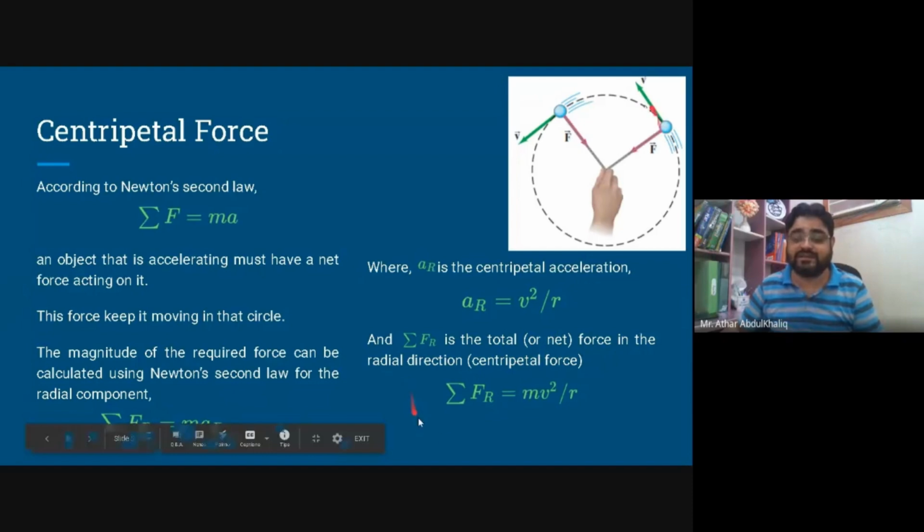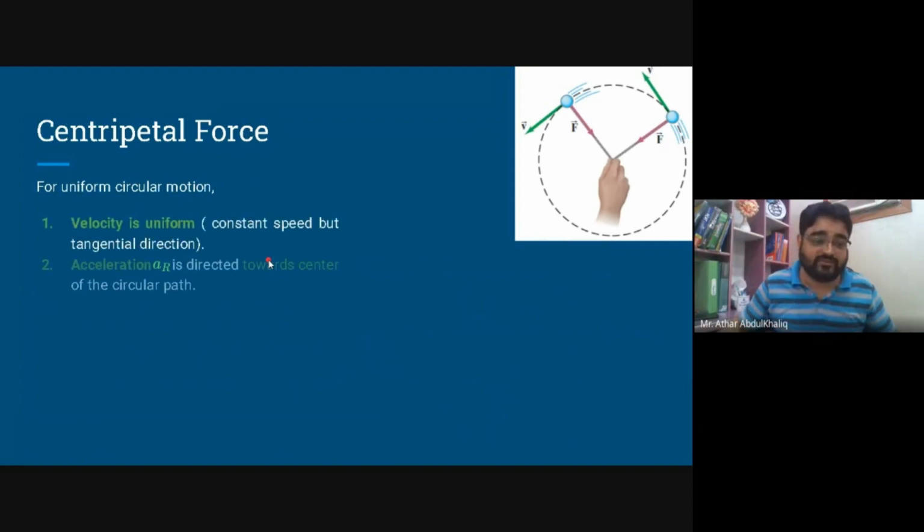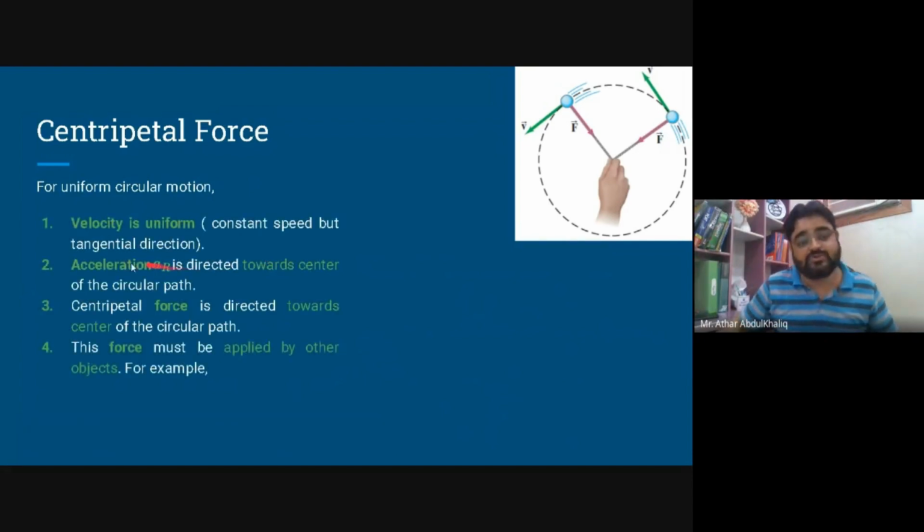And mathematically, this centripetal force is mv square over r. Secondly, you have to remember these 4 points. What are these 4 points? The velocity for circular motion is always constant in magnitude but tangential. Acceleration is there, and it is towards the center. Force is also associated, called centripetal force. It is also towards the center. This force is applied by other objects. This force is not because of the object which is revolving.